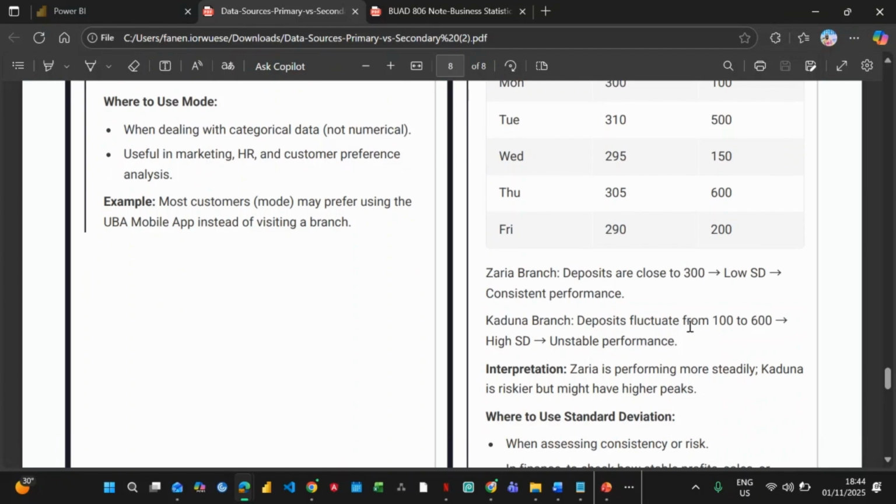This one deposits from 100 to 600. You understand? So it means it has a high standard deviation, unstable.